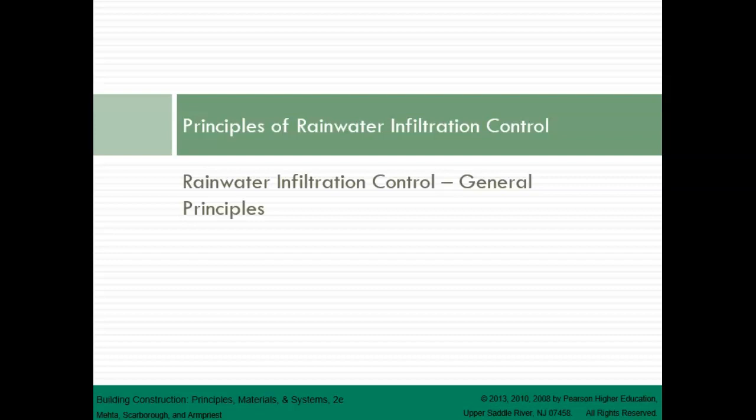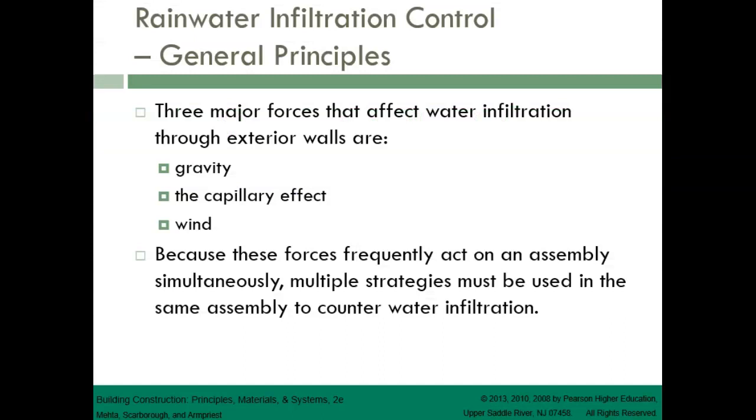Let's take a look at rainwater infiltration control. Three major forces that affect water infiltration through the exterior walls are gravity, the capillary effect, and wind. Because these forces frequently act on an assembly simultaneously, multiple strategies must be used in the same assembly to counter water infiltration.